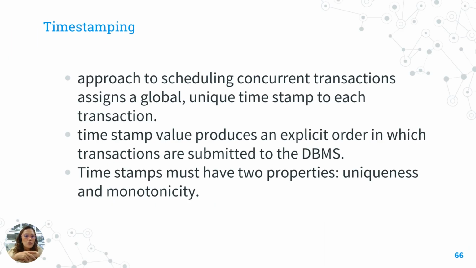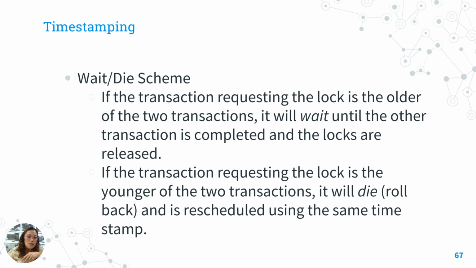So the timestamping method, this approach to scheduling concurrent transactions, assigns a global unique timestamp to each transaction. So every request or every transaction has its own unique timestamp, and it will be processed sequentially or chronologically. The first to request a lock will be the first one to be granted. So that's for time stamping. In time stamping we have two schemes: wait-die and wound-wait.